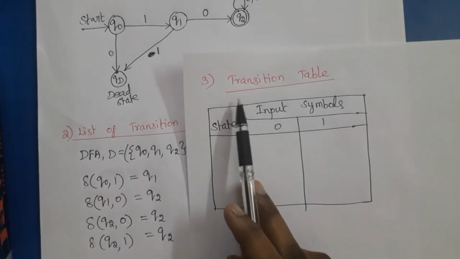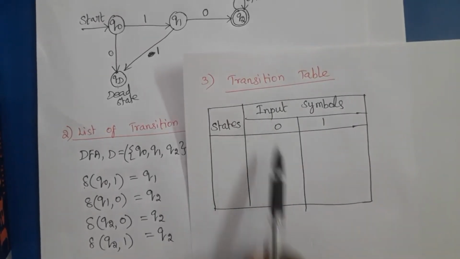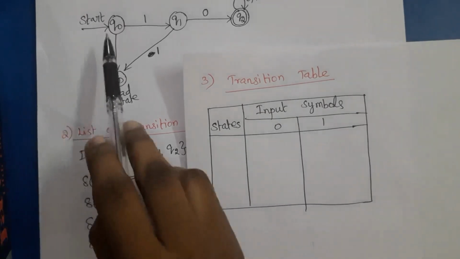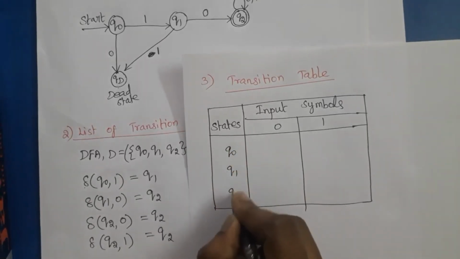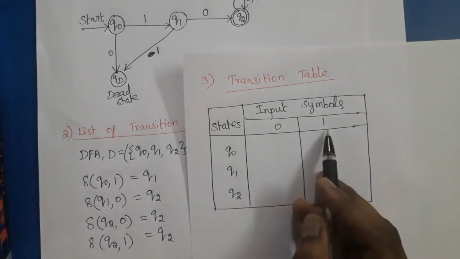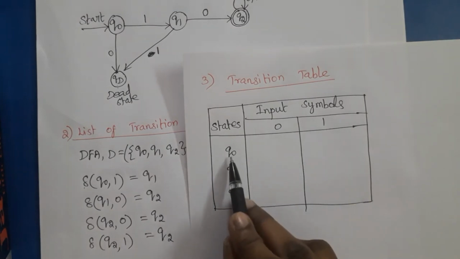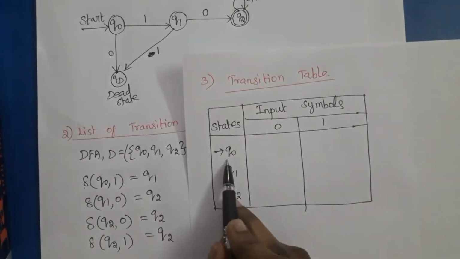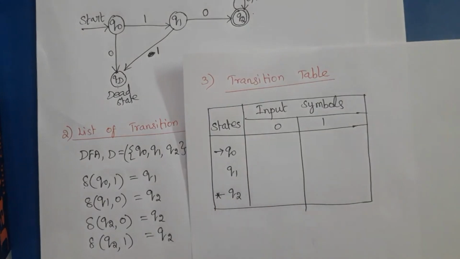The third representation is the transition table. In a transition table, rows correspond to states and columns correspond to input symbols. There are 3 states, Q0, Q1, Q2, used for representing 3 rows, and the columns are the input symbols, and the entries are the next state. Normally in a table, the start state is represented with an arrow. In this example, the start state is Q0 and the final state is Q2. The final state is represented with a star.